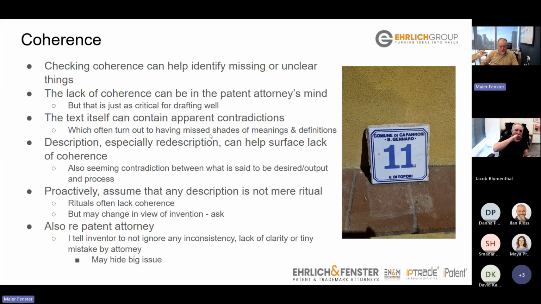Let's talk a little bit more about these tools that I showed. Coherence. It really helps you identify missing or unclear things. Sometimes the coherence problem is in our mind. But guess what? If the patent attorney doesn't have coherence, it's not going to be a good patent application. The text often contains apparent contradictions until you find out that a metal connector and connector made of metal are not exactly the same thing. Okay, but first you have to notice that the client used two different terms.